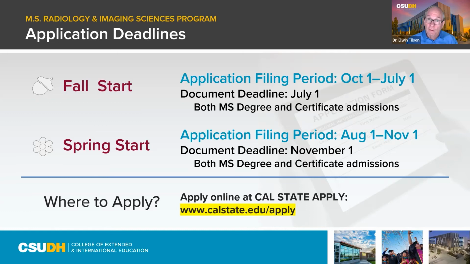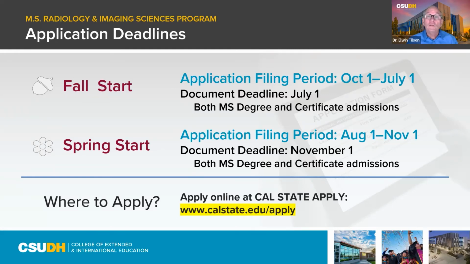Now, where do you apply? There's a process in California called CalState Apply. The URL to that is in yellow there. It's www.calstate.edu/apply. It is a statewide system that you would use to apply for it. I strongly recommend that before you do that, you go to the Dominguez Hills website and look at a short video that we've put up there about how to navigate through CalState Apply. CalState Apply is a little confusing unless you know what you're looking for. So if you look at the video, then it's very easy to apply.